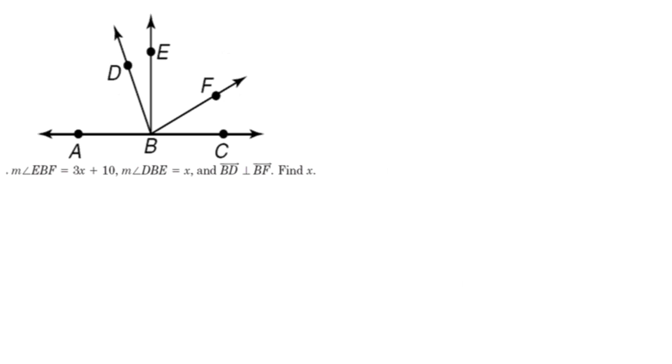All right, one more example here. Here's our diagram. And what do we know about it? We know the measure of angle ABF is 3x plus 10, and DBE is x. And ray DB is, what does that symbol mean again? That's right, it's perpendicular. So ray BD is perpendicular to ray BF.